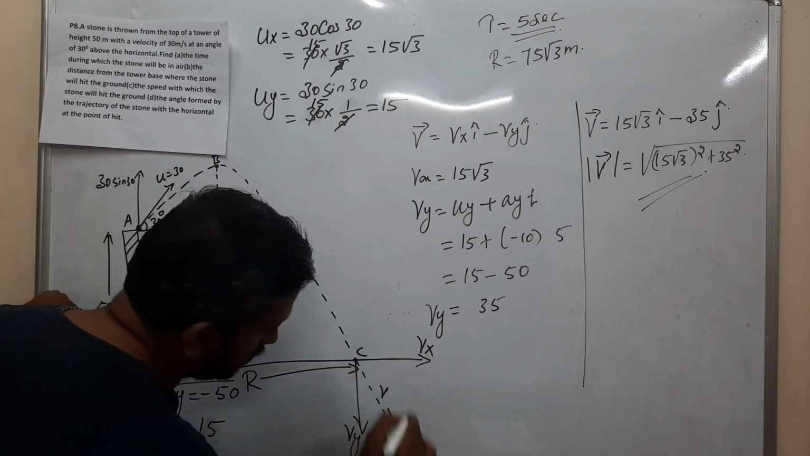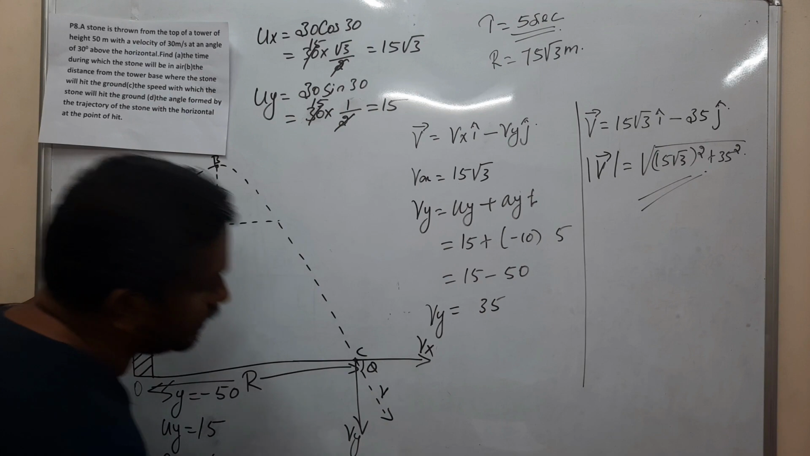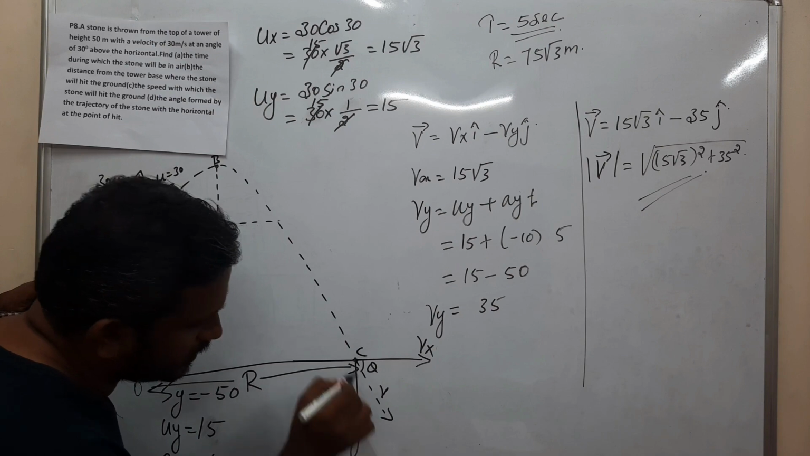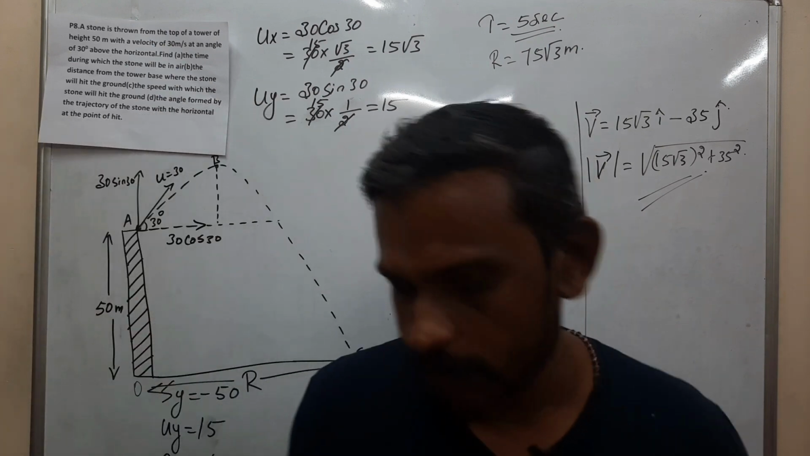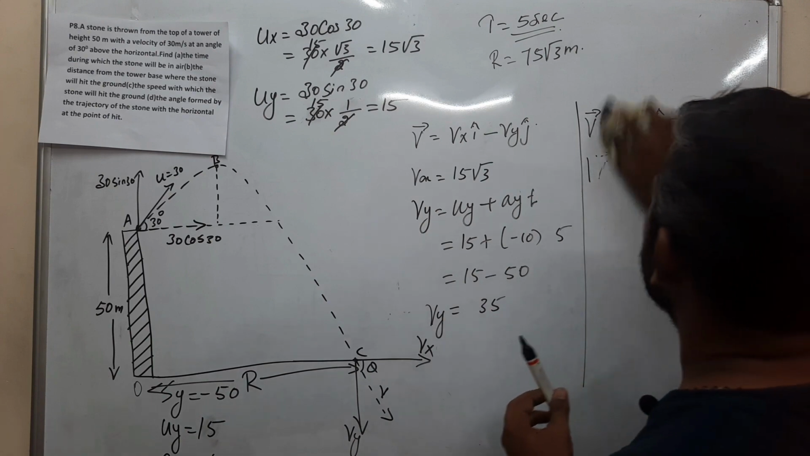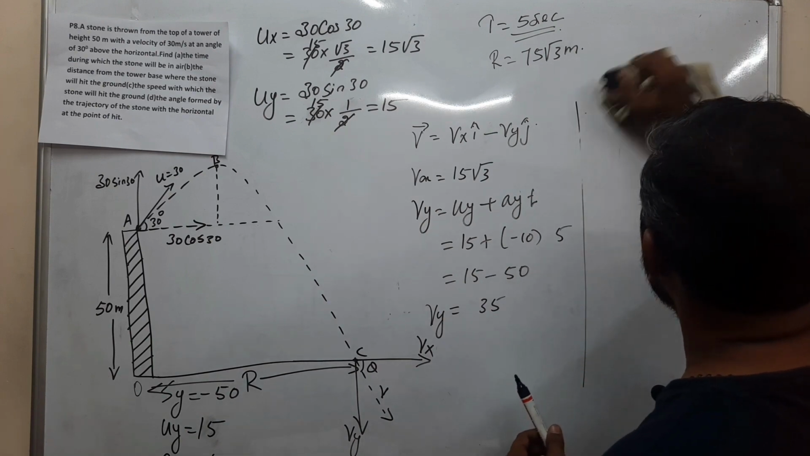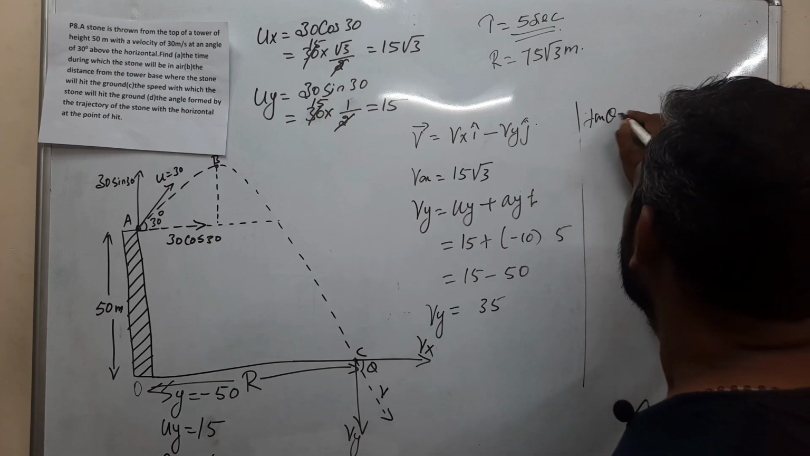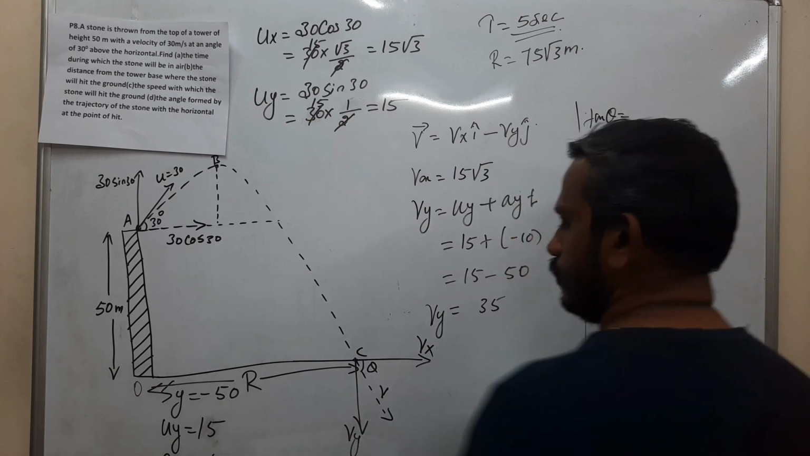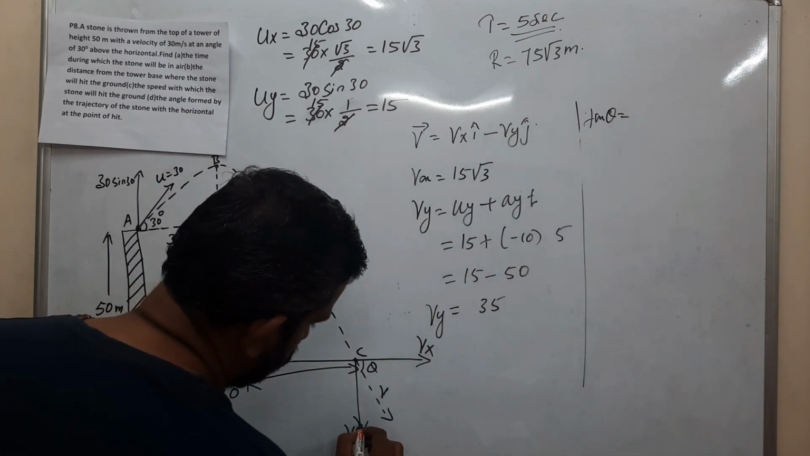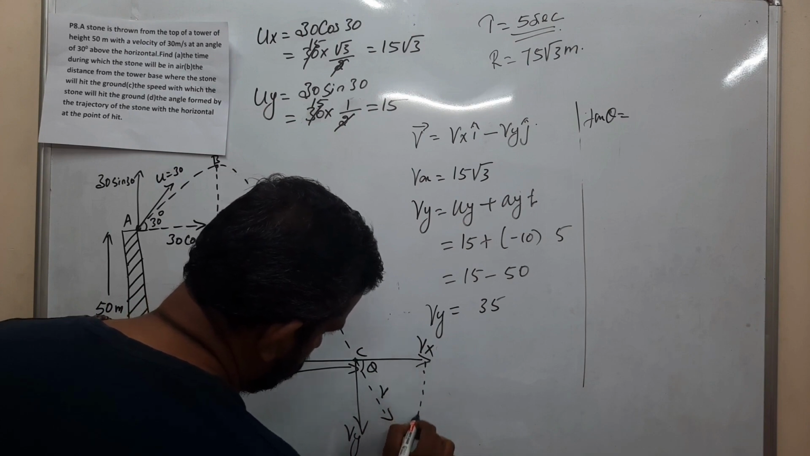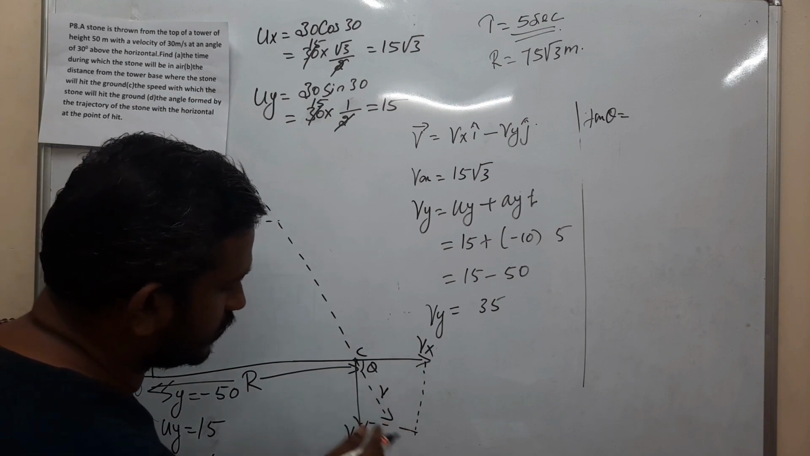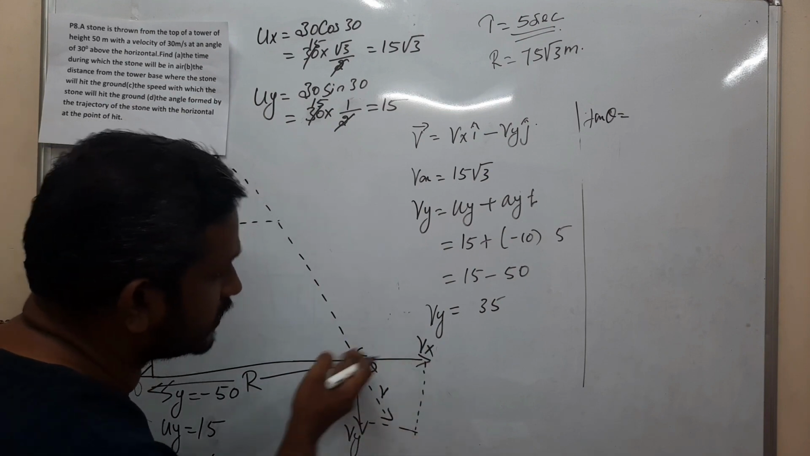Then option D, the angle formed by the trajectory of the stone with the horizontal. Suppose theta is the angle. When at the point of hit, theta is the angle of the velocity with the horizontal. So we have to find theta. How can we find it? From the diagram, tan theta is equal to the opposite side, that is Vy, by the adjacent side, Vx.